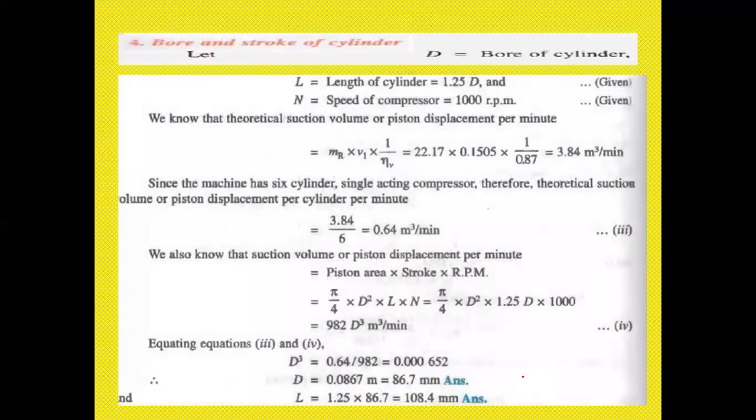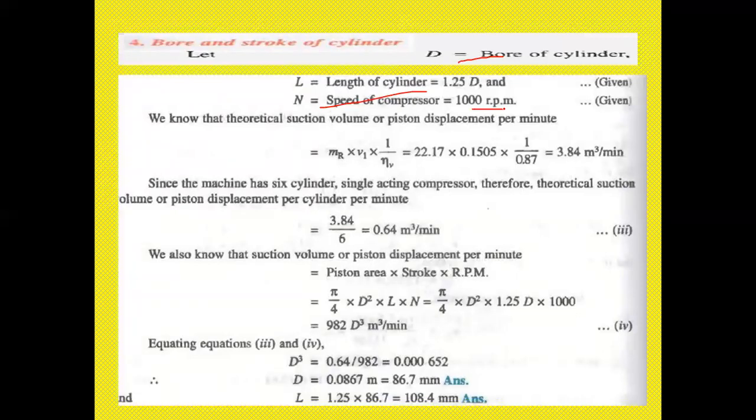Now, what is the bore and stroke of the cylinder? Let D be the bore of the cylinder, and L the length of the cylinder, which is equal to 1.25 D, and N the speed of the compressor, that is 1000 RPM. So directly we got the values.